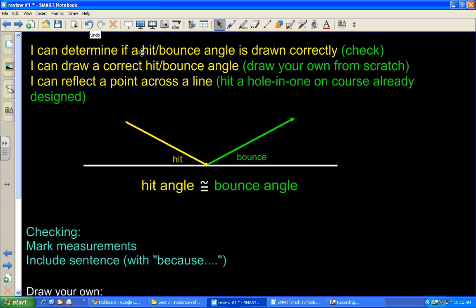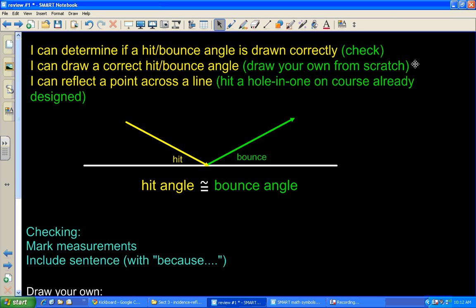It says, I can determine if a hit and bounce angle is drawn correctly. So you're basically going to check what's already there. I can draw a correct hit and bounce angle. That's the one where you're going to draw your own from scratch, like we did on that project on Monday. If you got that far in your practice tests, which I'm hoping everybody at least flipped through the whole thing to see it, there's a little mini course where you're going to hit it twice.